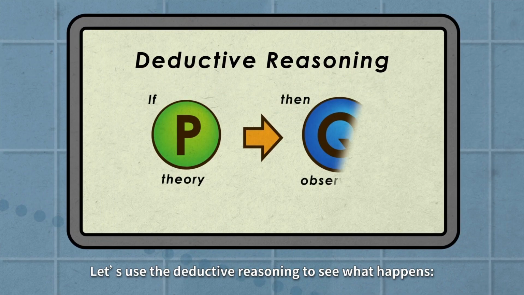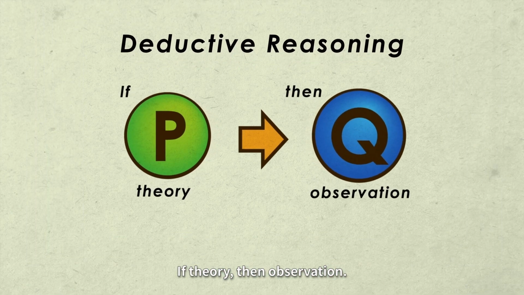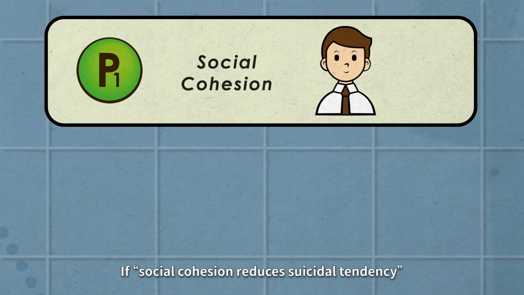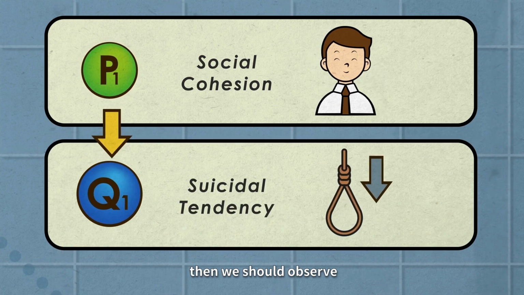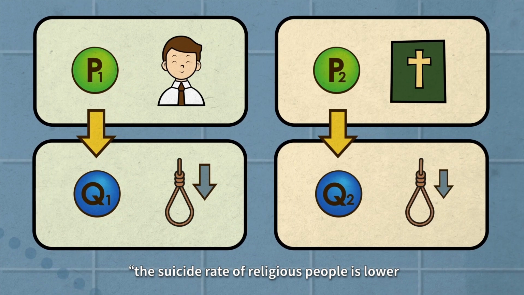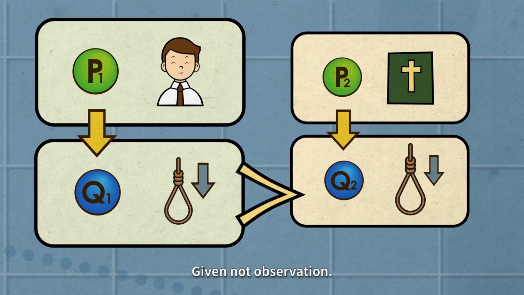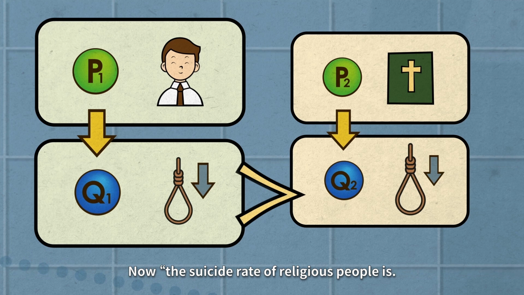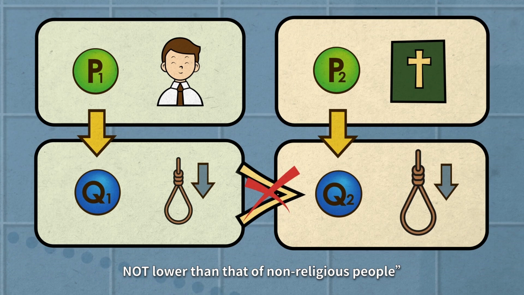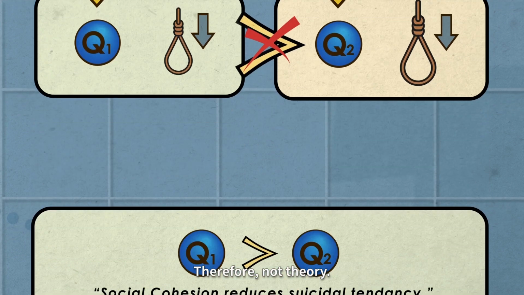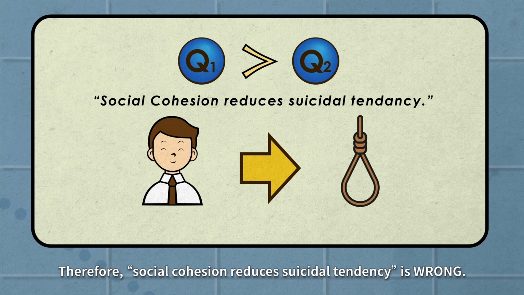Let's use deductive reasoning to see what happens. If theory, then observation. If social cohesion reduces suicidal tendency, then we should observe the suicide rate of religious people is lower than that of non-religious people. Given not observation, now the suicide rate of religious people is not lower than that of non-religious people. Therefore, not theory. Therefore, social cohesion reduces suicidal tendency is wrong.